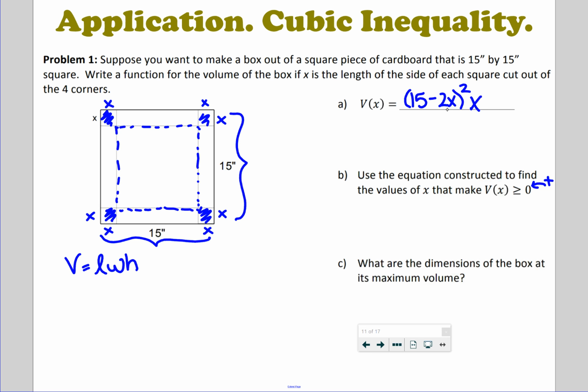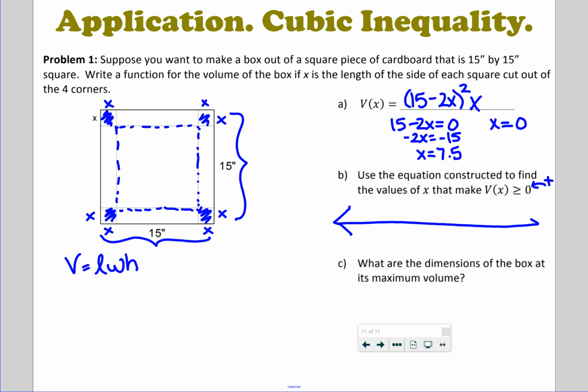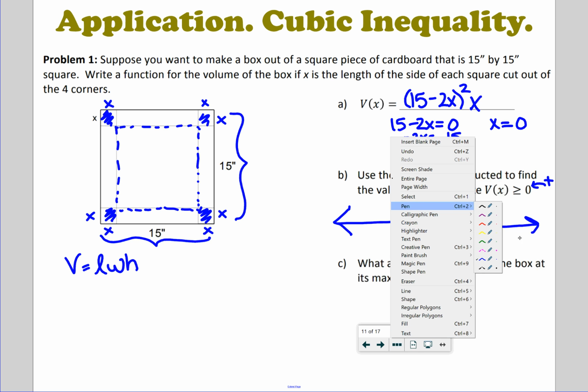Now, this is already in factored form, this equation we've written. So I can set my factors equal to 0. And solving the first one, I'll have -2x equals -15. And if I divide by -2, I'm going to get just 7.5, which we would probably say 7.5 inches rather than 15 inches because this is a real life situation. And then, of course, 0. So those are my breaking points, 0 and 7.5.